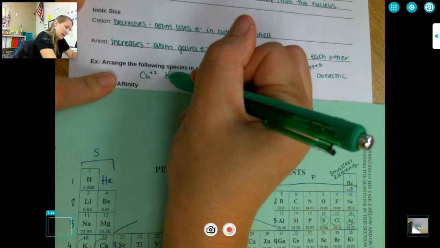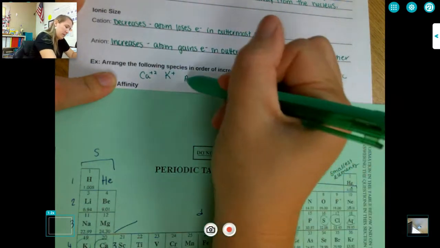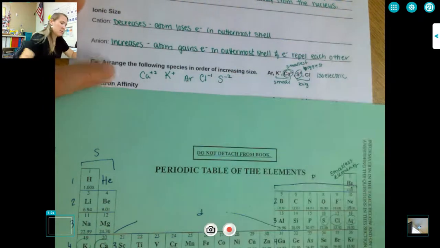So increasing size, calcium plus 2 is the smallest, then potassium, then argon, then chloride, and sulfide.